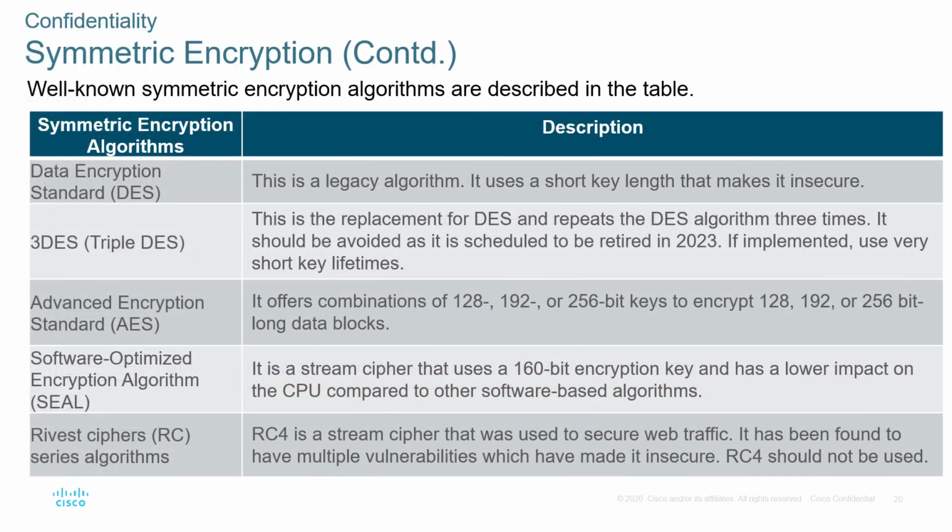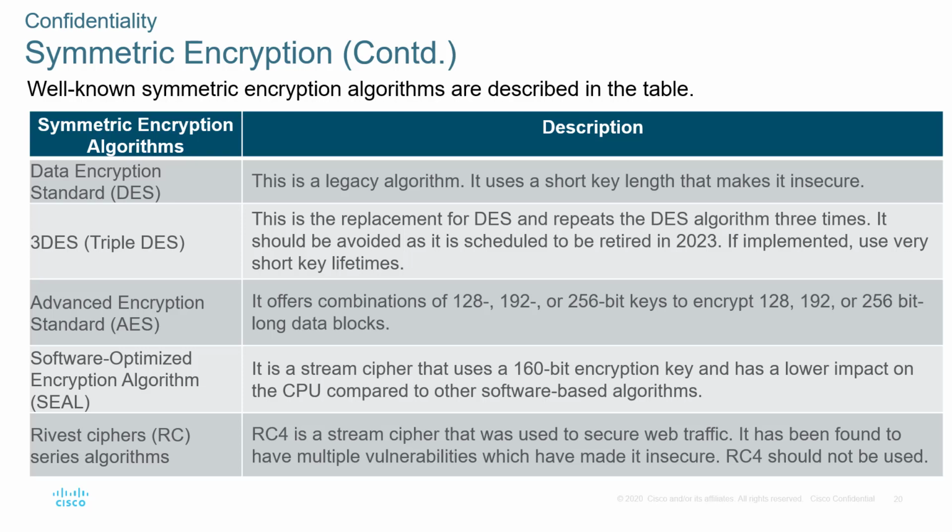Alright, so other forms of symmetric key encryption, again, AES is going to be the most common. We have SEAL or RC or DES or triple DES. Realistically, AES is the one that you need to pay the most attention to. That is the current and strongest version of symmetric key encryption that is currently being used. It offers combinations of 128-bit, 192-bit, and 256-bit key length, and they encrypt 128, 192, and 256-bit long data blocks.